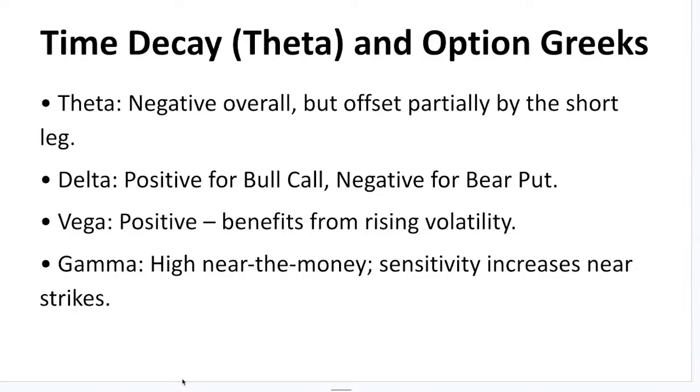Okay, so delta, positive for bull call, negative for bear put. When you want to do a directional trade, you want delta positive for upward movement and delta negative for downward movement. So this is very clear cut. If I want negative delta, that means I want the price to go down. If I want positive delta, that means I believe the stock price will go higher, right? So vega positive benefits from rising volatility. The higher it is, the more sensitive to volatility. That's all. So gamma, higher near the money, sensitivity increases near the strike.